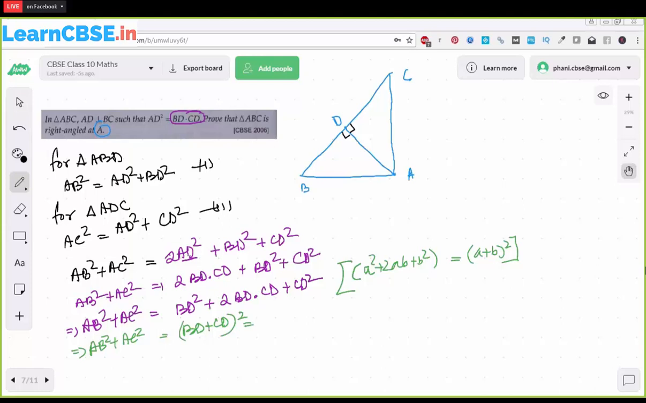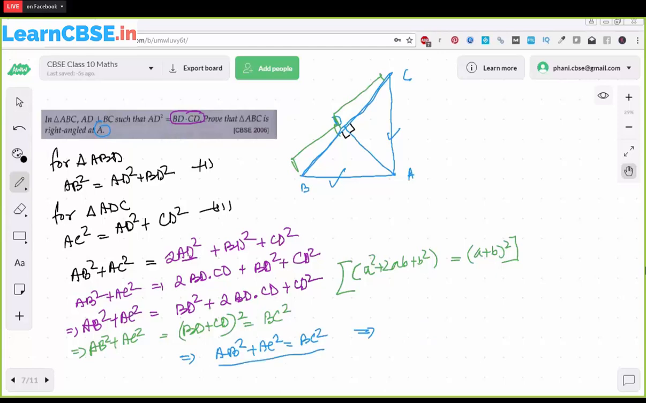Now if you add BD with CD, you are getting BC. So we can write it as BC the whole square. So AB square plus AC square equals BC square. That means it proves that this triangle ABC is a right angle triangle and it is right angled at A. Because otherwise we wouldn't get a relation between the three sides.